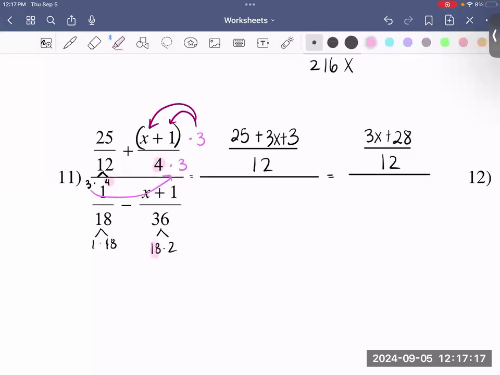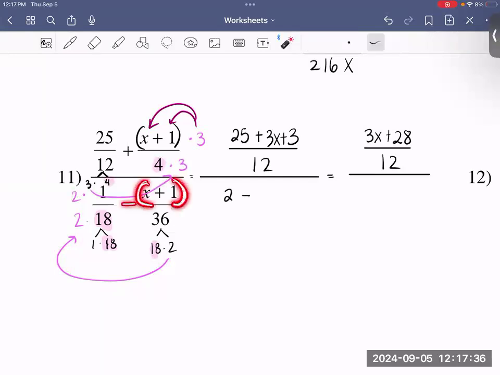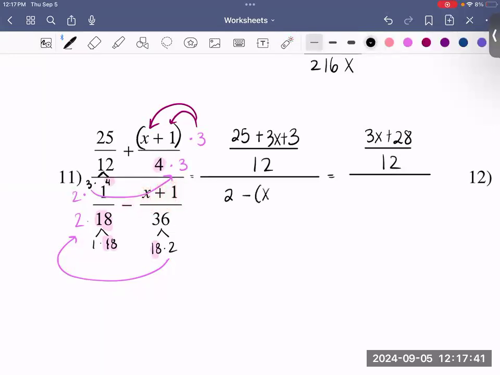So this 18 here matches this one here, so it just needs to be multiplied by 2. If you want, you can multiply the other side by 1. It doesn't affect it. So you have 2 minus, and again, this minus sign will be affecting this whole parentheses, or this whole x minus 1. So I'm going to go ahead and put that into parentheses here, all over 36. Cleaning it up, we get 2 minus x minus 1 all over 36.